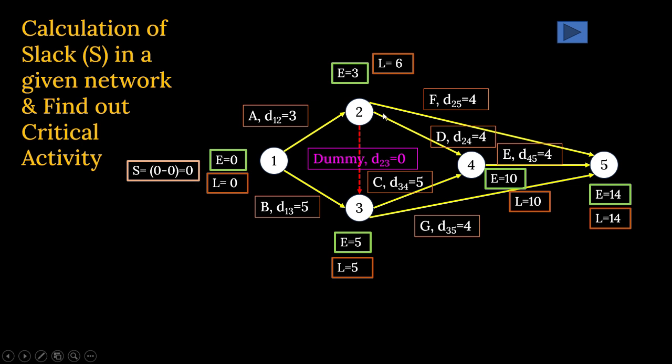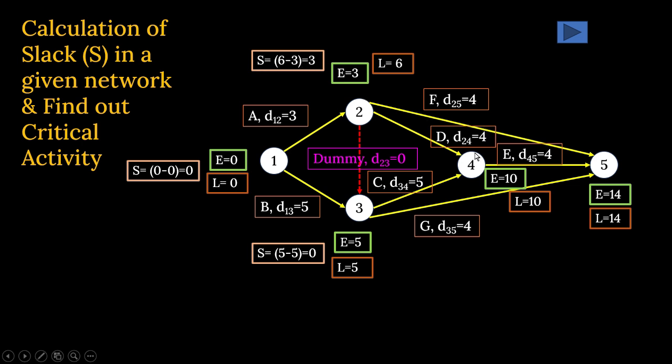Let us go to this. At node 3, here the difference between latest start time and earliest start time, that is L minus E, 5 minus 5 is equal to 0. So here also slack time is 0. Let us find out this. Here you can see the value of L is 6, value of E is 3 at node 2. So automatically the slack is there, that is 3.